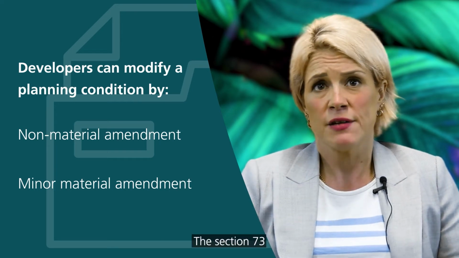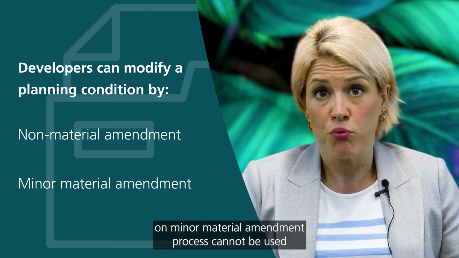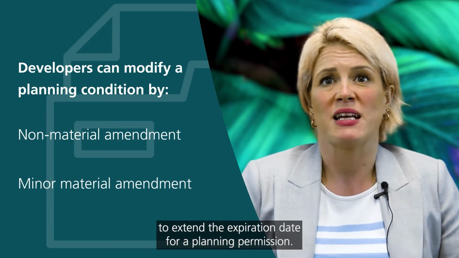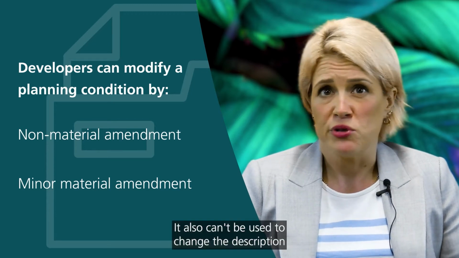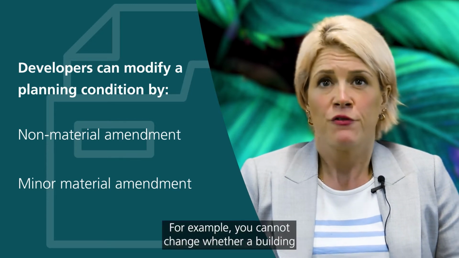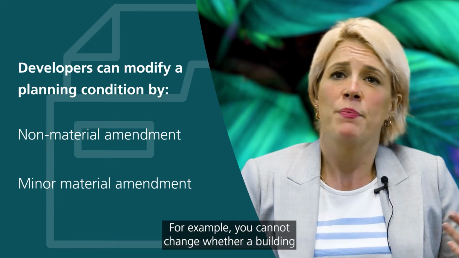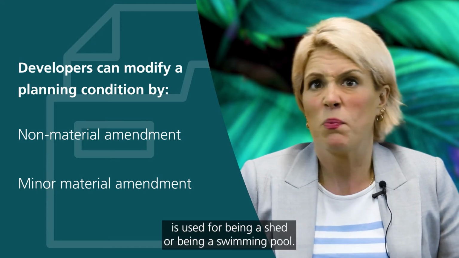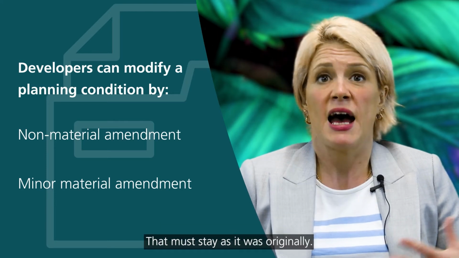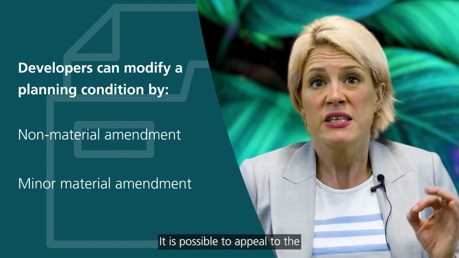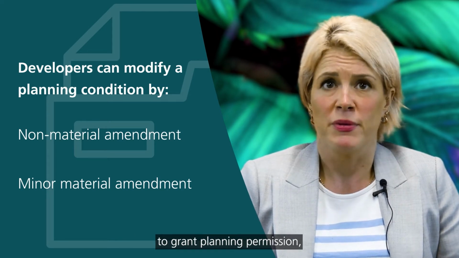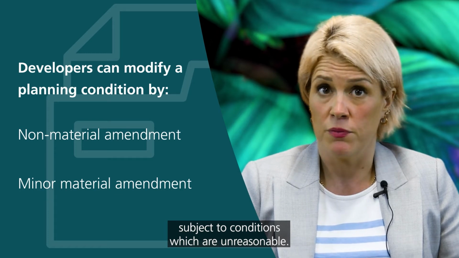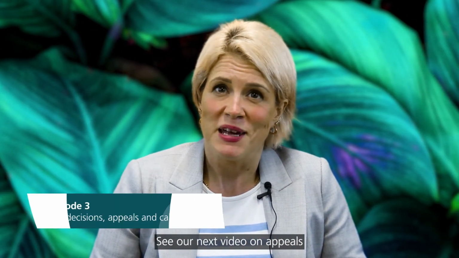The Section 73 or minor material amendment process cannot be used to extend the expiration date for a planning permission. It also can't be used to change the description of development. For example, you cannot change whether a building is used for being a shed or being a swimming pool. That must stay as it was originally. It is possible to appeal to the Secretary of State against a decision to grant planning permission subject to conditions which are unreasonable. See our next video on appeals for more details about how that works.